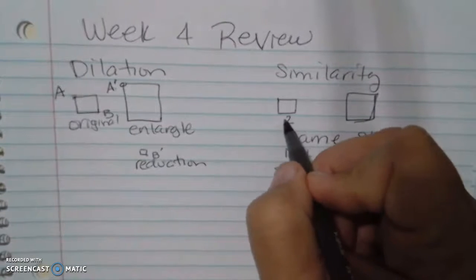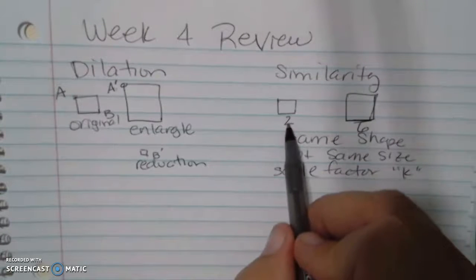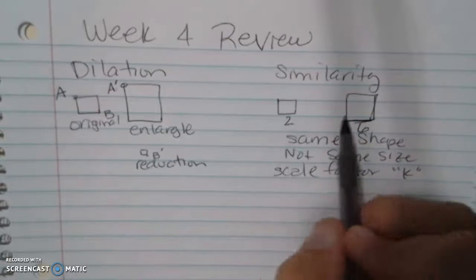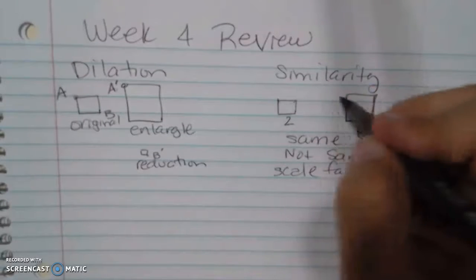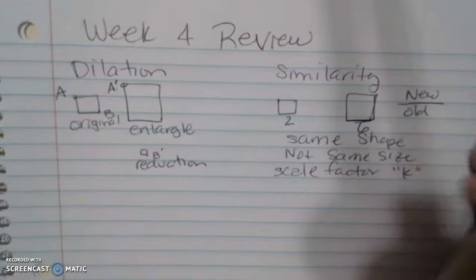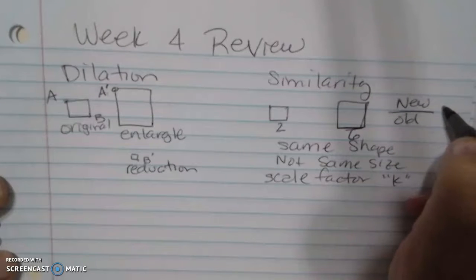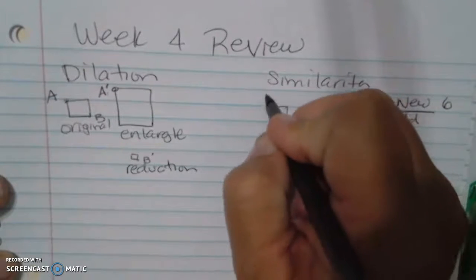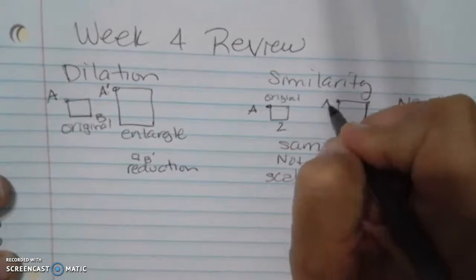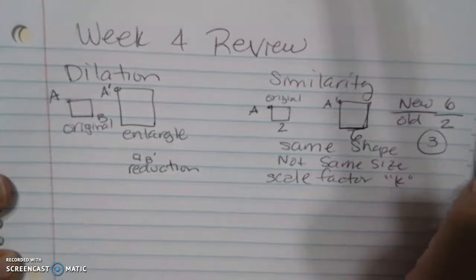So if this is a 2 and this is, let's say, a 6, well, do you see how it got larger? It went from 2 to 6. So you're always going to put the new over the old. This is something I didn't say, I don't think, in the previous videos. When you find the scale factor, 6 is the new one because this is my original. And I could know my original because this point is A, and this point would be A prime. So 6 over the old, 2, and that reduces to 3. So that's a scale factor of 3.